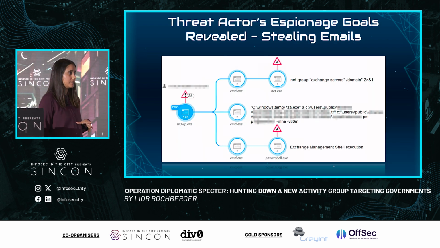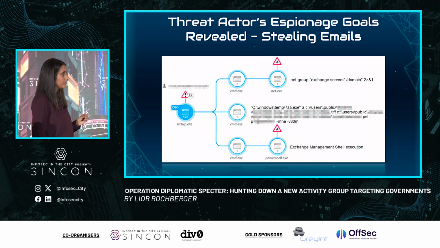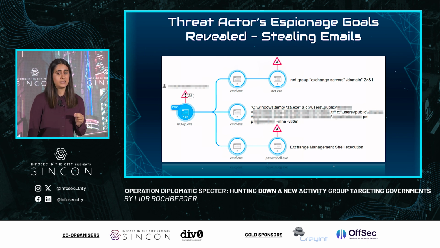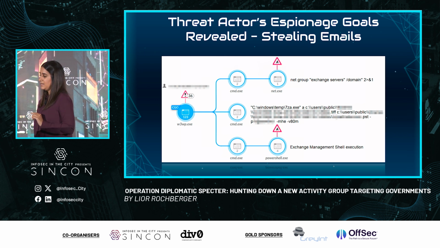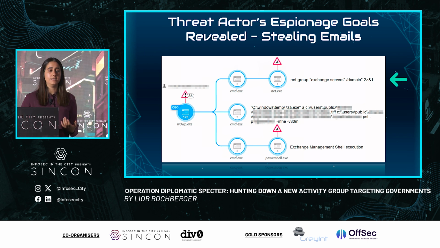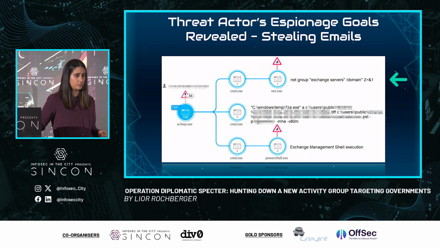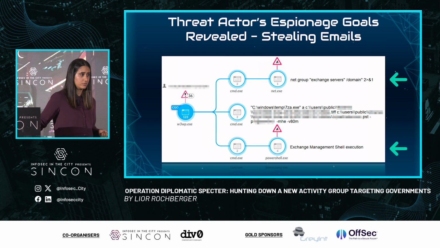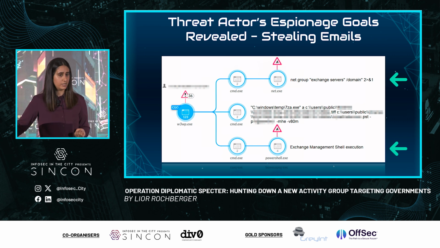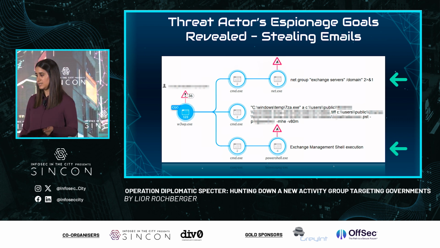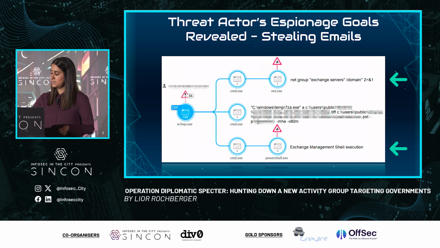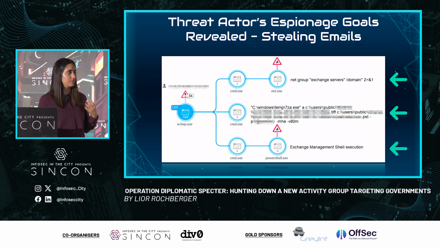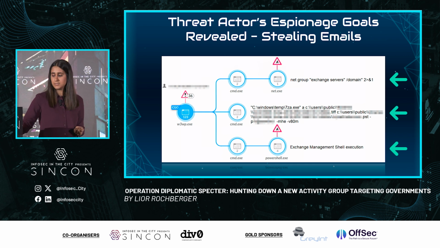But besides stealing files, the threat actor really put a lot of emphasis into stealing emails. And they did it by first identifying the different Exchange servers in the network. Then they abused this built-in tool to Microsoft, which is called Exchange Management Shell, which I'll touch upon in just a second. And later on, they compressed or archived the different outputs of the emails and sent it back to the C2.